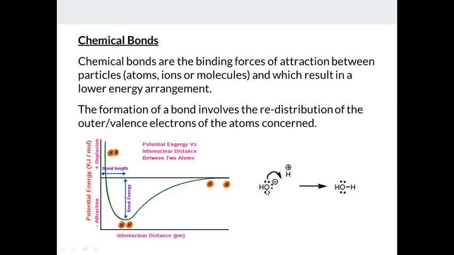So in this case, the acceptance of a proton by the OH minus hydroxide anion is represented by a double-headed arrow of a lone pair on the oxygen atom moving to the H plus cation. And because this distribution of electron density from residing solely on the oxygen atom to being shared between the oxygen atom and the hydrogen atom leads to the formation of a hydrogen-oxygen bond.